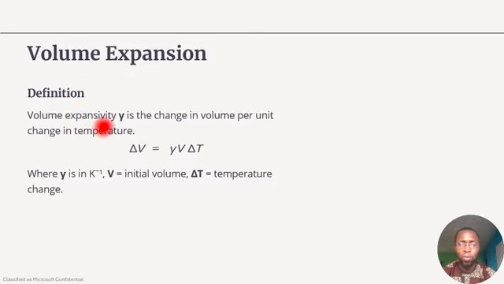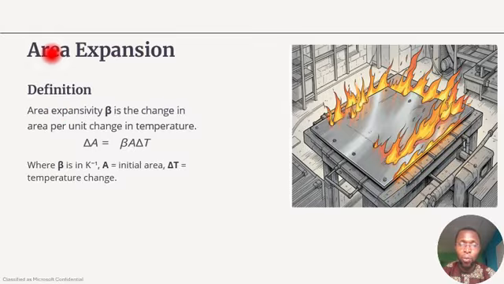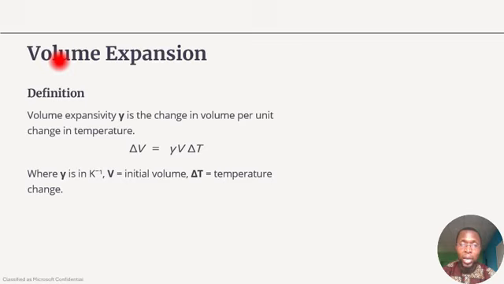Or the volume expansivity. We use gamma to represent this. It's not Y, this symbol is the gamma symbol. The volume expansivity is defined as the change in volume per unit change in temperature. Remember I said sometimes we call this volume expansivity cubical expansivity, while we call the area one superficial expansivity, and then we call the volume cubical expansivity.